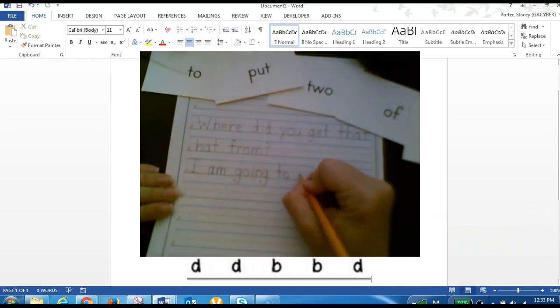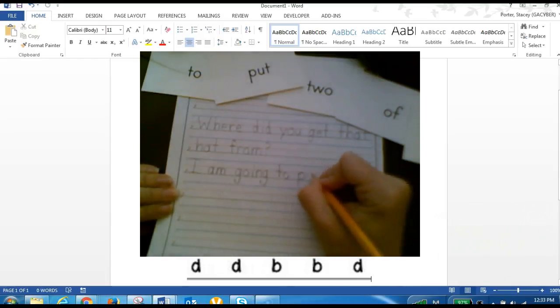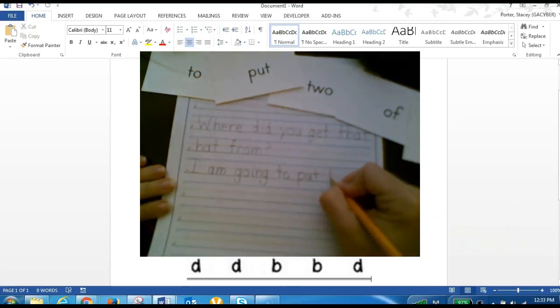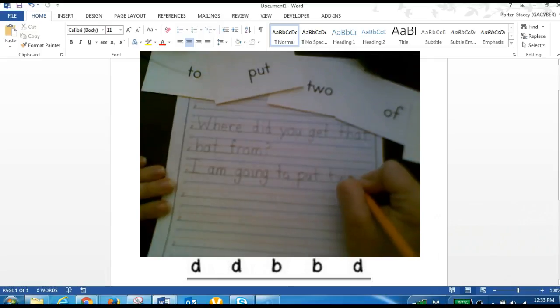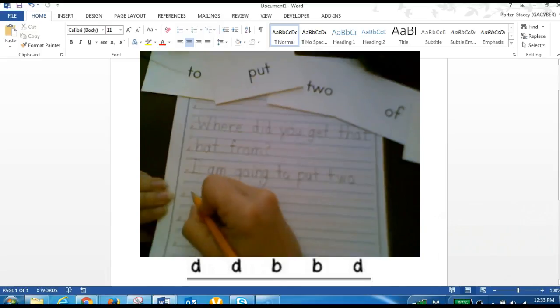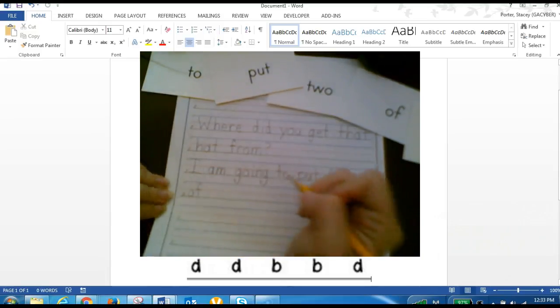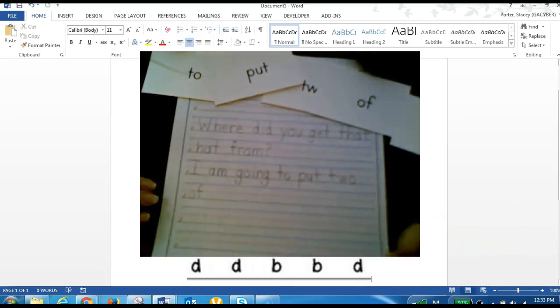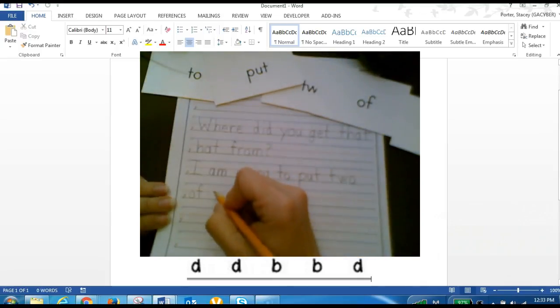put 2 of, ooh, I'm running out of space. I'm going to go back over here. Still a lowercase letter. Them, I didn't bring that sight word card out, but we know them is the sound.